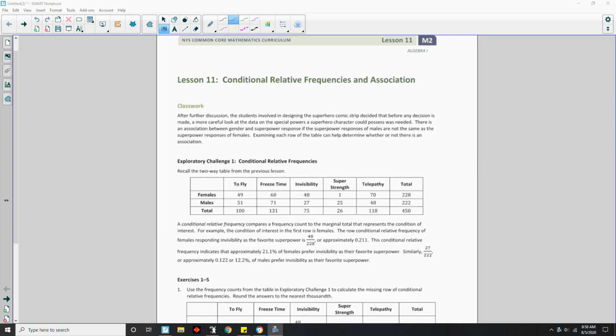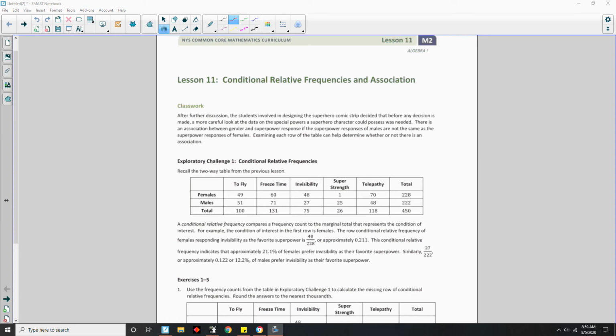Welcome to Lesson 11, Conditional Relative Frequencies and Association classwork. After further discussion, the students involved in designing the superhero comic strip decided that before any decision is made, a more careful look at the data on the special powers a superhero character could possess was needed. There is an association between gender and superpower response if the superpower responses of males are not the same as the superpower responses of females. Examining each row of the table can help determine whether or not there is an association.